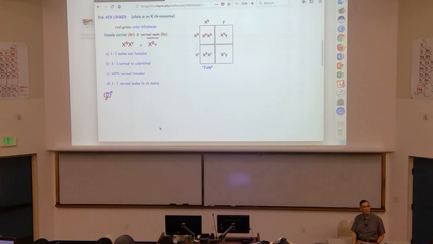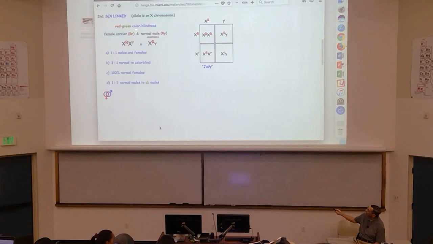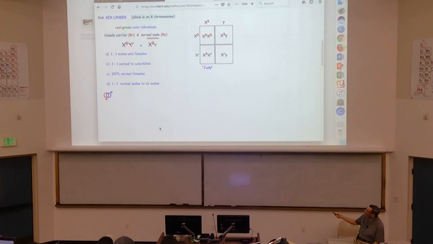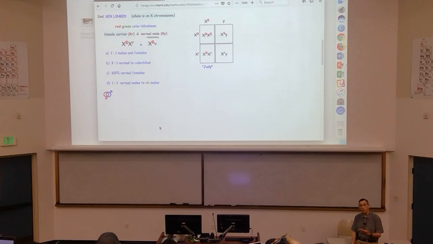Well, here's a cross. I have an individual, a female, who is a carrier for red-green colorblindness. It's the genes that produce the pigment that's responsible for your color vision. She's dominant on one chromosome, recessive on the other. She has one recessive allele, but she can't express the red-green colorblindness. She's not red-green colorblind. I make the cross.